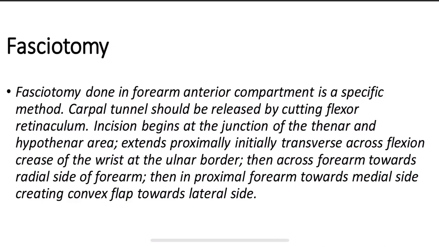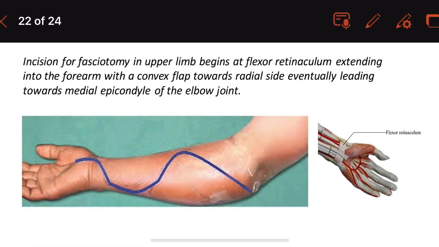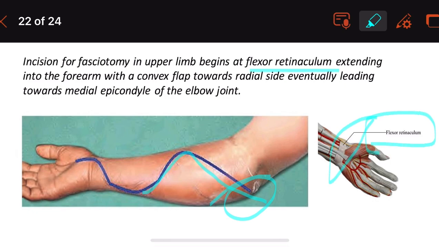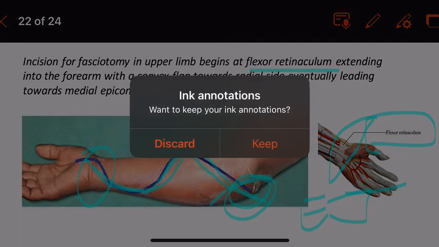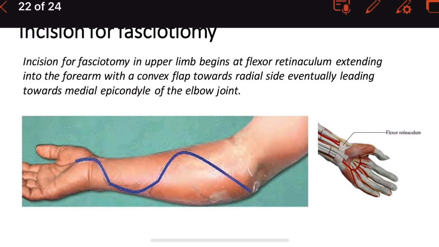Then they are saying it is continuing across the forearm towards the radial side of the forearm, and then proximally the forearm towards the medial side, creating a convex flap towards the lateral side. So you can see here, which is creating a convex flap towards the lateral side and moving to the medial condyle. The incision in the upper limb begins at the flexor retinaculum. Okay, this is the flexor retinaculum. It is extending into the forearm with a convex flap towards the radial side, eventually leading to the medial epicondyle of the elbow joint. Okay, so this is the characteristic pattern of fasciotomy which is done in the upper limb, the forearm.